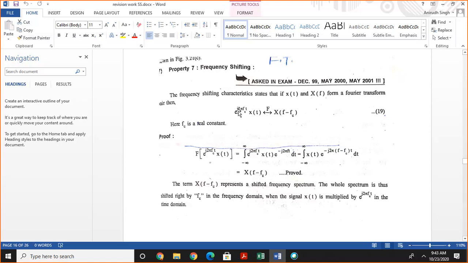The next property is the frequency shifting property of Fourier transform. Fourier transform is for aperiodic signals and also for periodic signals. So take the Fourier transform of this. The Fourier transform of exponential j 2 pi f naught t times x of t is given by this formula, and x of t can be written like this.